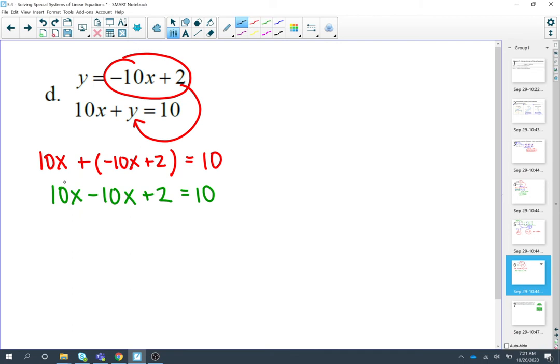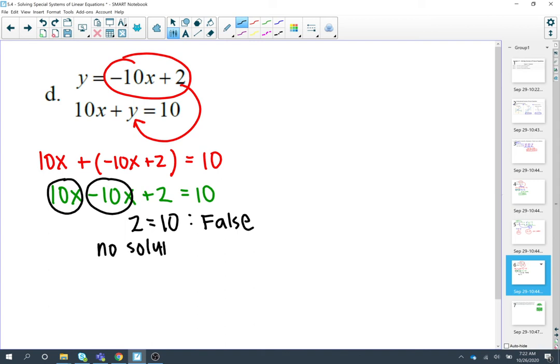Then I'm going to combine like terms. So 10x minus 10x is 0. So now I have 2 equals 10. My variables are gone, and that is false. 2 does not equal 10. So this is going to tell me no solution.